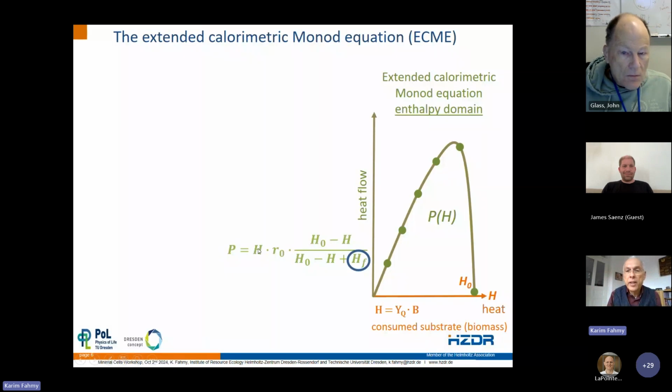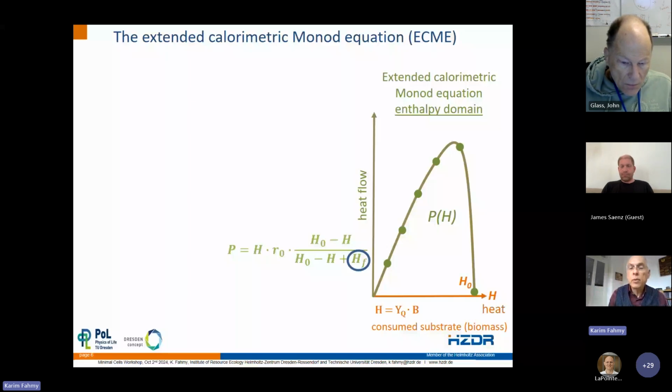Here you see the multiplication that I've just explained with the biomass. And again, heat or enthalpy is a proxy of the biomass of the system. The advantage of using this presentation is that here in the enthalpy domain, we can formulate analytical functions, which we cannot do in the time domain.